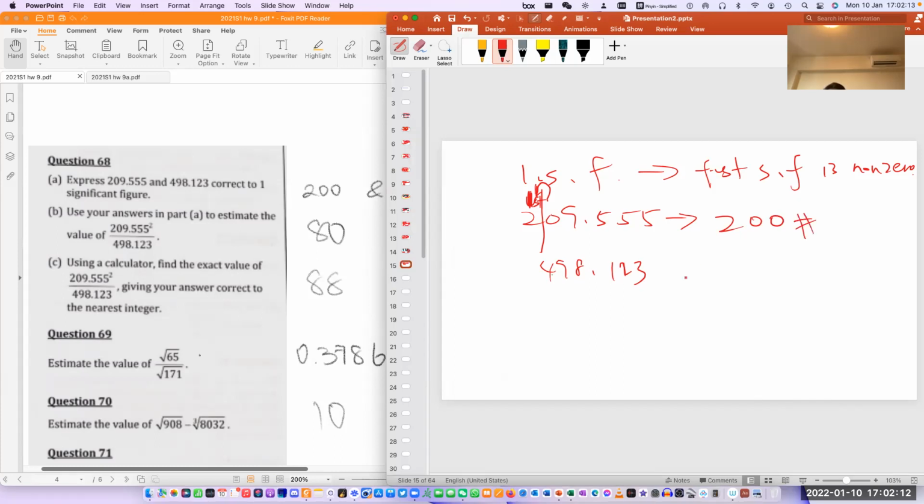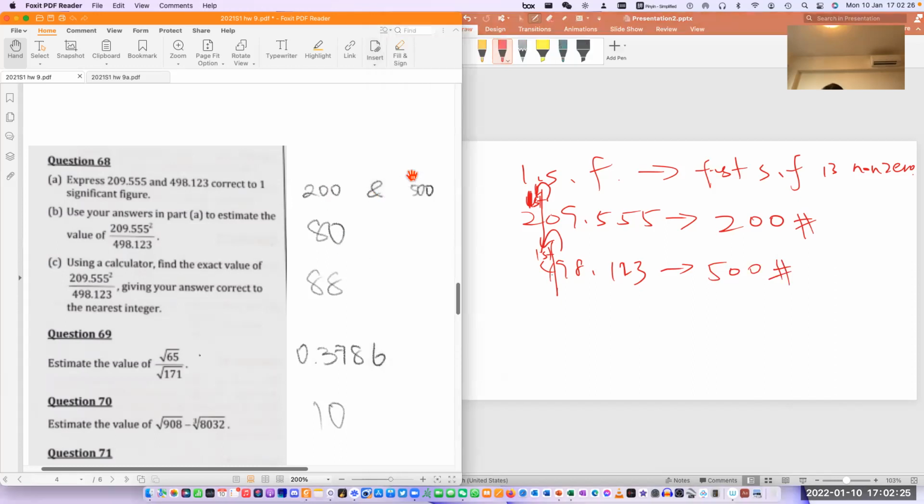All right, then next. Is this the first non-zero digit? Yes, it's non-zero. So ask yourself, round up or round down? 9, round up. So it's 500. So far so good? Yes, correct.